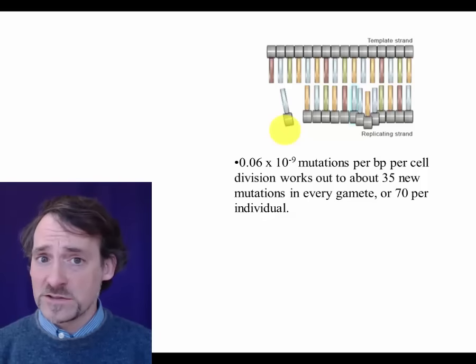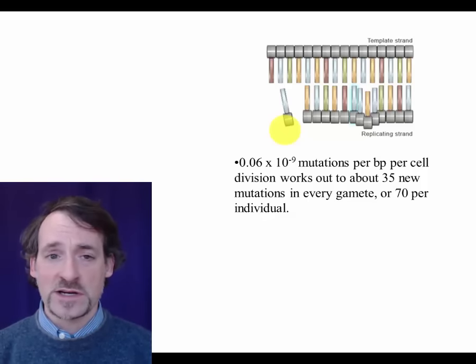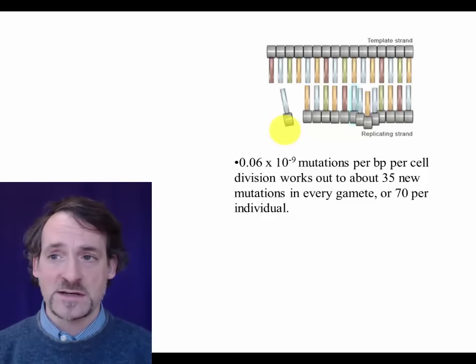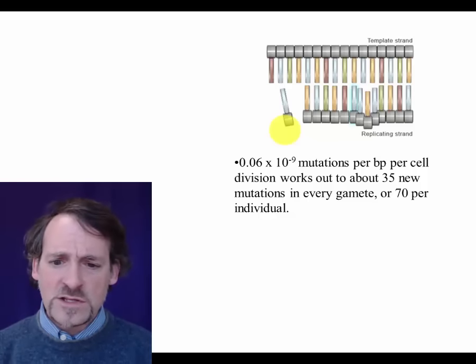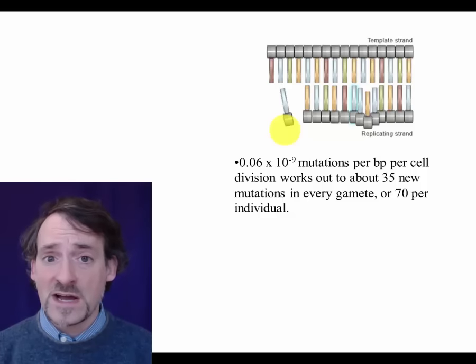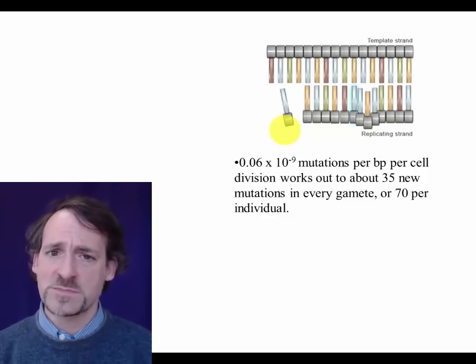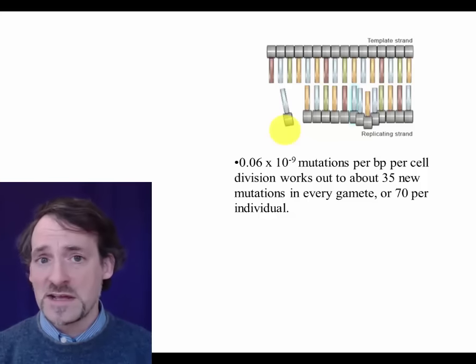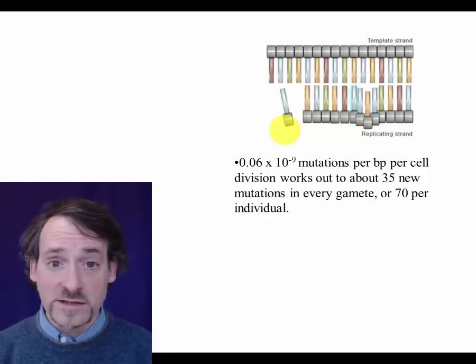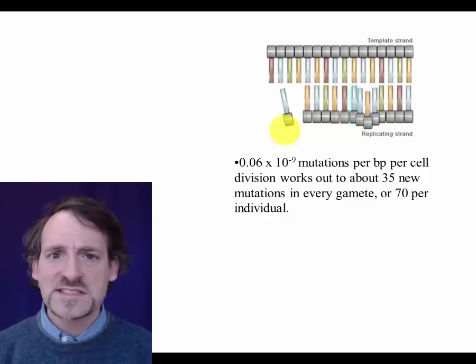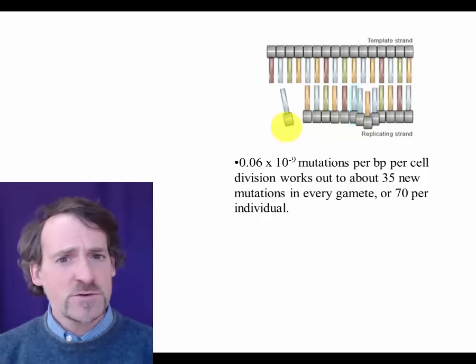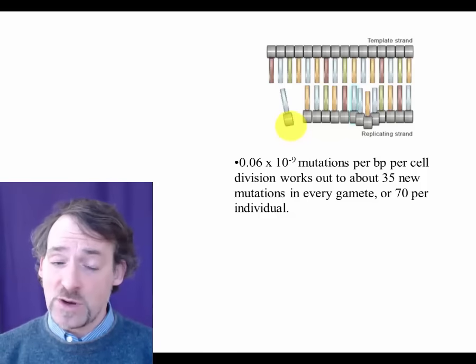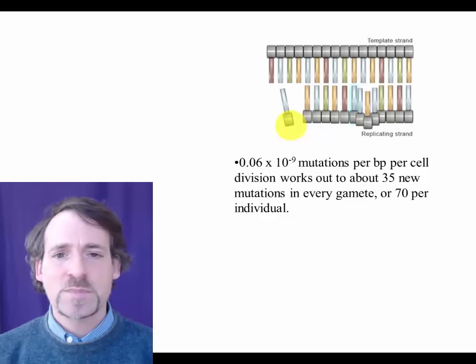Because there are a lot of cell divisions in a human organism between its first cell division as a budding zygote to the cell divisions that form gametes, you actually end up with about 35 new mutations in every gamete, every sperm or egg cell that gets formed. Since you inherit one gamete from mom and one from dad, that means that every new zygote that forms, or every new individual that forms, has 70 brand new mutations. This number may be of concern to you for two different reasons. You may think that it is too high, or you may be thinking that it is too low.